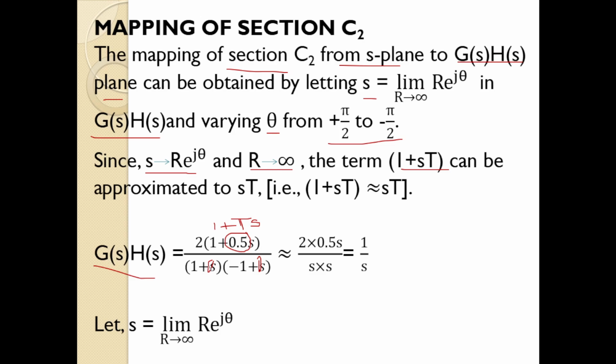Now, based on this analysis, G of S H of S is 2 into 1 plus 0.5 S by 1 plus S into minus 1 plus S. So 1 plus 0.5 S is simply 0.5 S, 1 plus S means S, and minus 1 plus S means S. So 2 into 0.5 S by S into S, you simplify it, you will get 1 by S. So G of S H of S is equal to 1 by S.